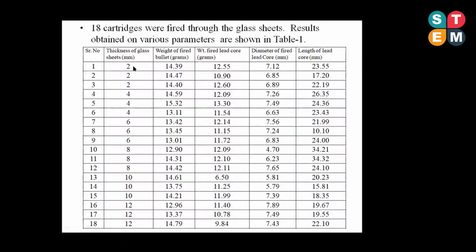So this is the table we are using. I have used glass of 2 mm, 4 mm, 6 mm, 8 mm, 10 mm, and 12 mm thickness. After firing the 8 mm bullet through this .315 sporting rifle, we get the lead core and the jacketed portion separated. The lengths of the lead core and jacket portions show little changes, because it depends upon the loss of kinetic energy inside the target.